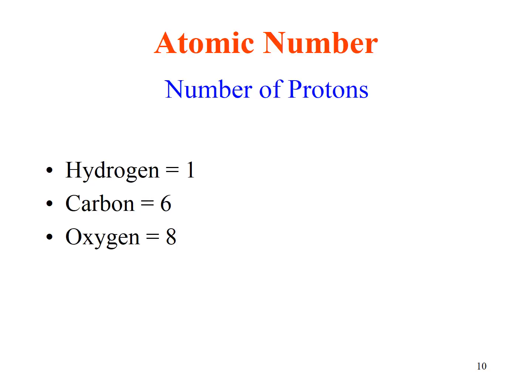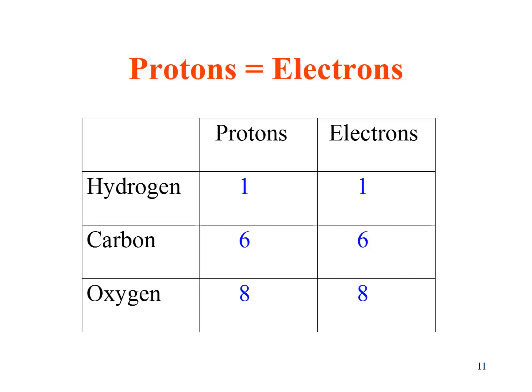The term atomic number refers to how many protons are in an atom. Hydrogen has only one proton. It therefore has an atomic number of 1. Carbon has 6 protons, so it has an atomic number of 6. Oxygen has an atomic number of 8 because it always has 8 protons. The number of protons always equals the number of electrons in an atom. The negative electrons balance out the positive protons to keep the atom neutral or uncharged.